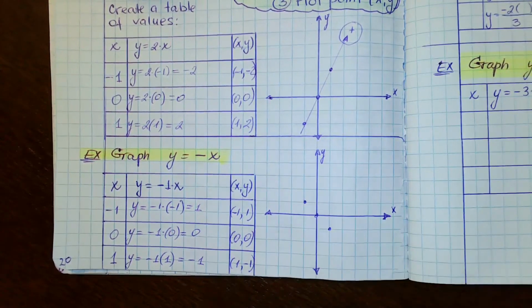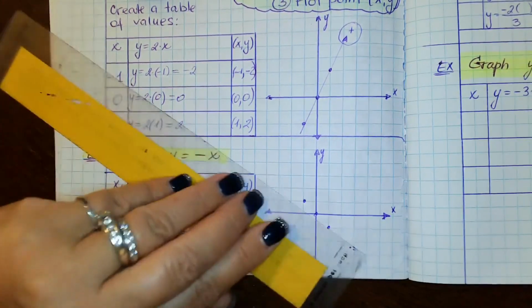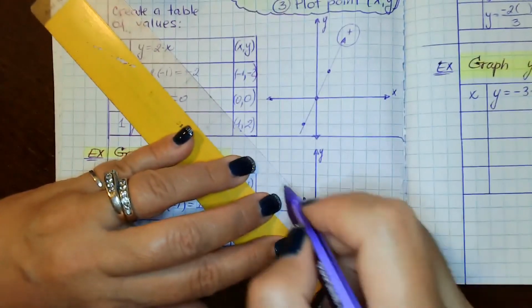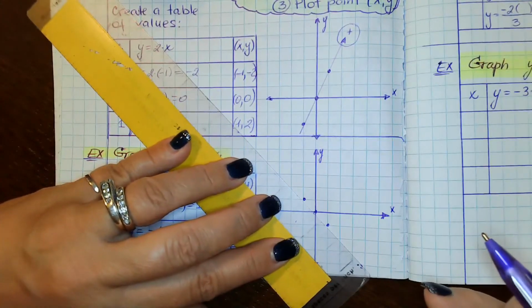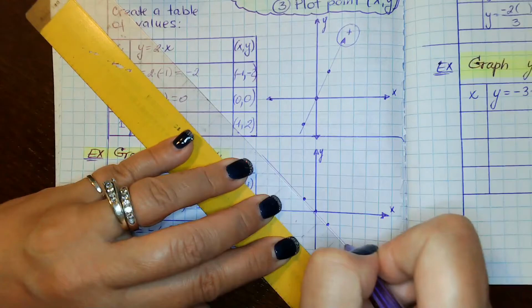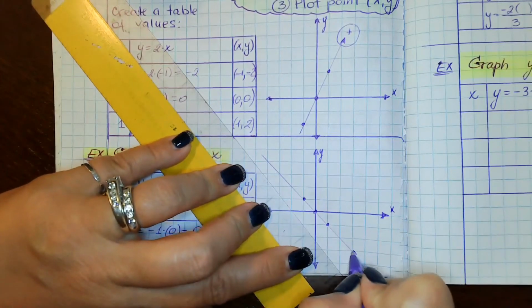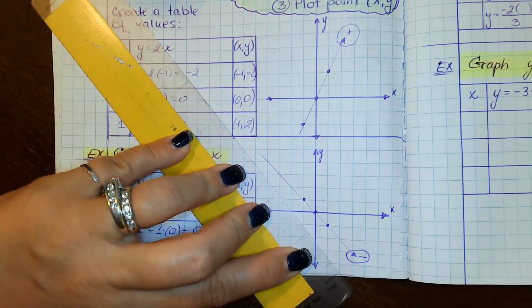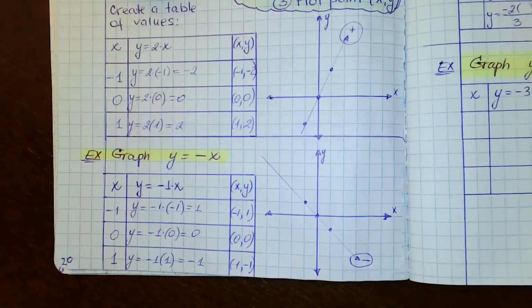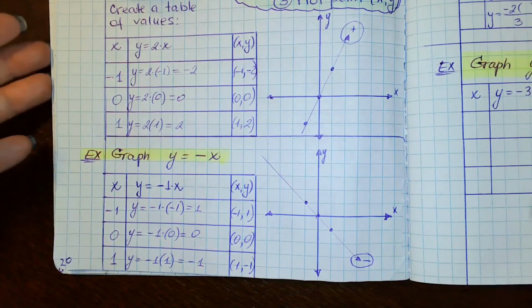I have my 3 points. I connect them, and that is a line that is pointing down to the right. So it's a decreasing or negative line, or negative slope. Let's see another example.